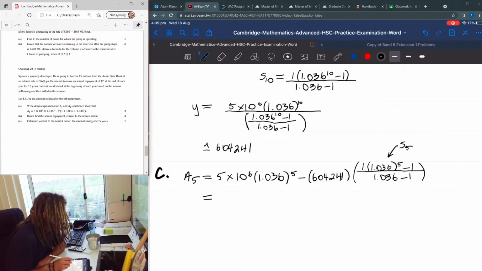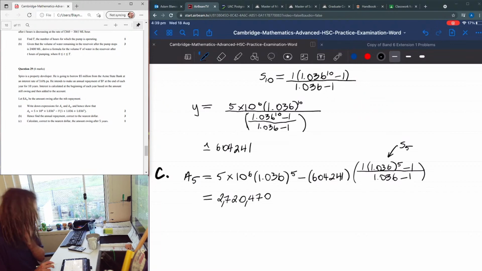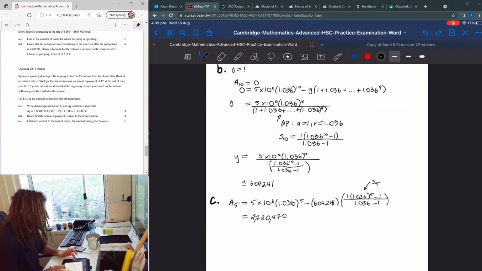Okay, type all that into the calculator and I get 2,720,470. So that's 2,700,000. That's how much they owe. That kind of makes sense because it's halfway and that's kind of close to halfway. Obviously, it's not going to be exact because it's compounding.